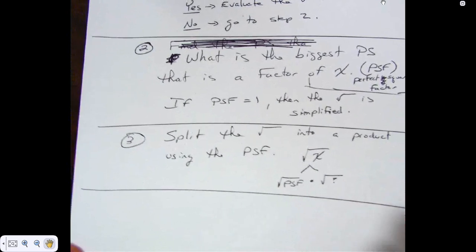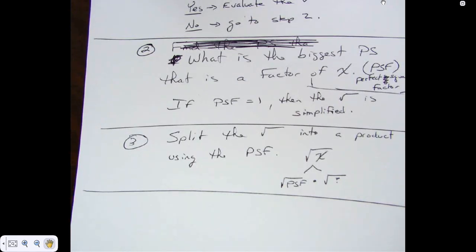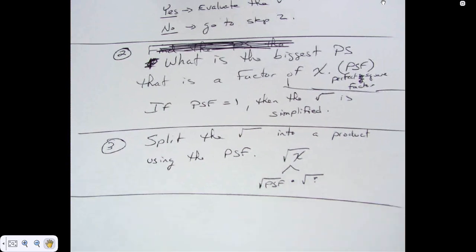For step 2, what is the biggest perfect square that is a factor of x? We're going to call that our perfect square factor. If the perfect square factor is 1, then the square root is simplified. If not, you go into step 3. Third step, split the square root into a product using the perfect square factor.